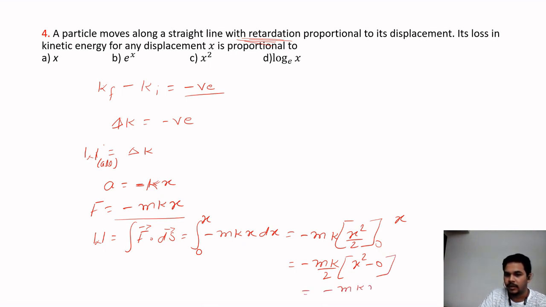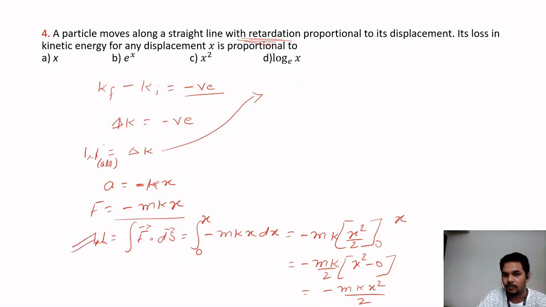Minus mk x square by 2 itself, we can say. Now what we got? This one, this is the work done by all the forces. And using this work-energy theorem, what can we write? Work done by all the forces, that is how much we calculated. We calculated W.